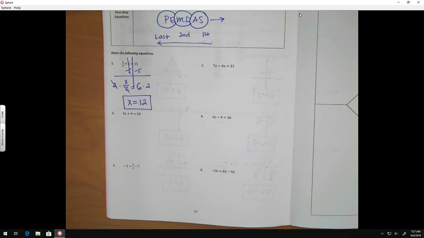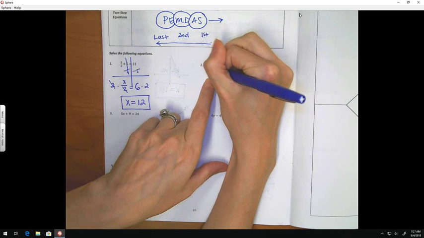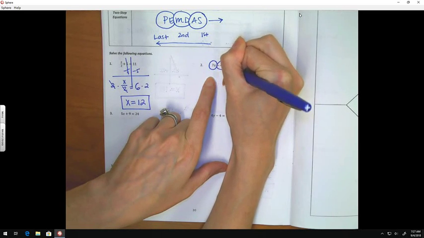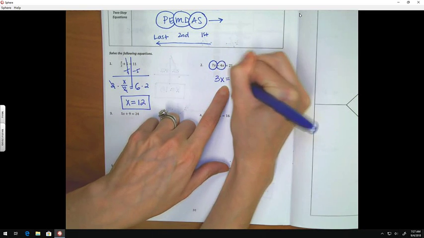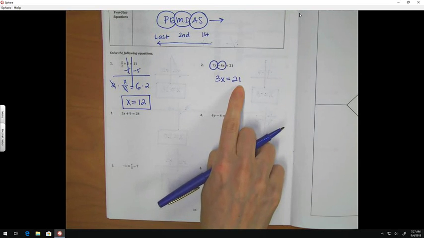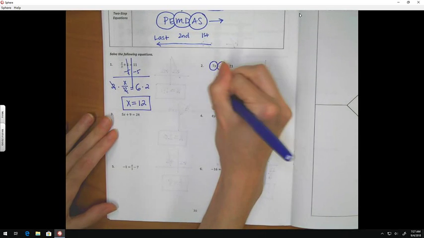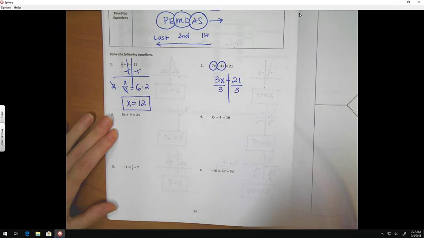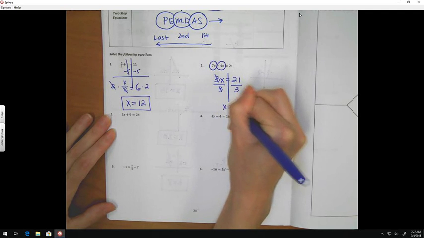All right, number 2. Now this one's different. Whenever you have like terms, you always want to combine them right away. So right away, let's combine 7x minus 3x. Let's just call it 3x equals 21. And now this is only a one-stepper. To undo multiplying by 3, we divide by 3. And the undoings cancel, and we have x equals 7.